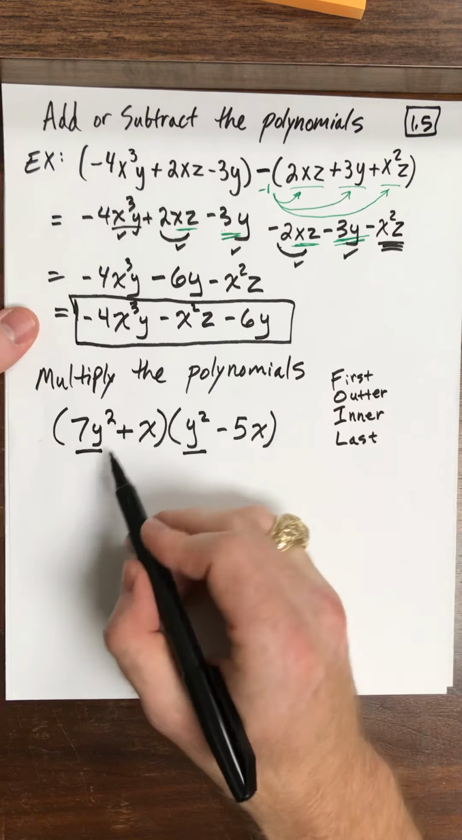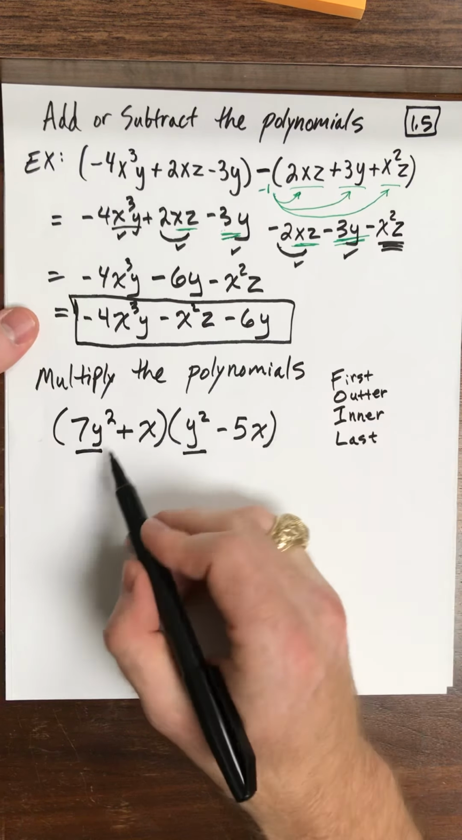And then the last step here, I take my last pieces. Okay, so I'm going to do L for last, and my last right here. I'm going to multiply those together. So I have x multiplied by negative 5x. All right, so those are the last terms. So that would be negative 5x squared.